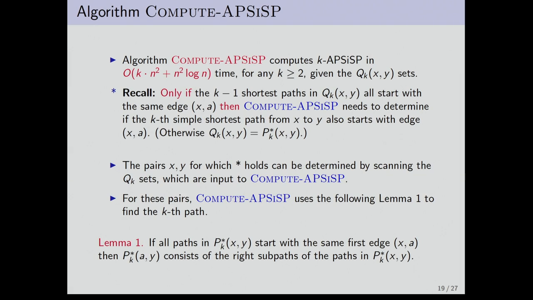So this is again the same observation. The way we find this kth path when needed is with the following fairly simple observation: if all paths in Pxy start with the same first edge xa, which is the case we have to address, and they all end at the vertex a, then if I now go to P star k of ay, the simple shortest paths from a to y, it must consist of the right subpaths of the paths in P star xy, that is, removing edge xa. Let me just explain that.